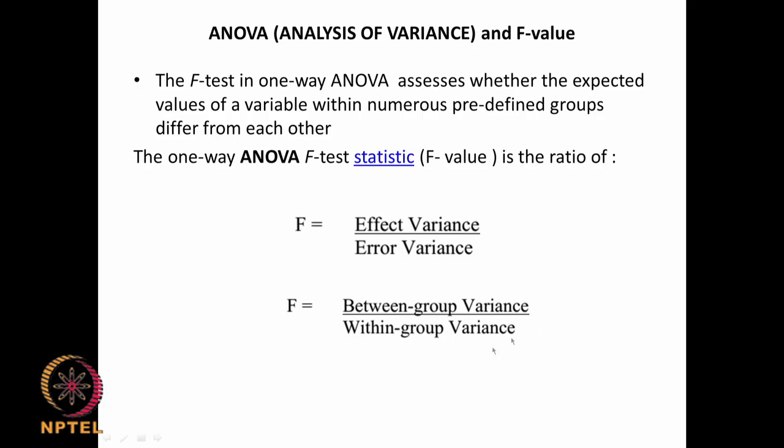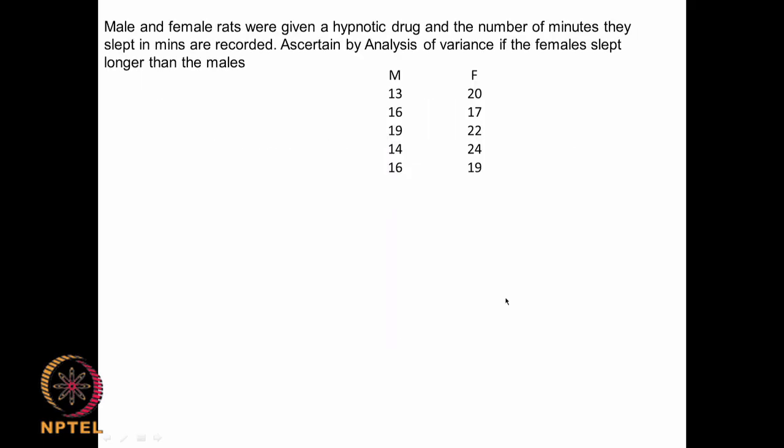Then I mentioned something called one-way ANOVA. Let us look at some problems here. We have male and female rats, they are given a hypnotic drug and the number of minutes they slept is recorded. For male rats they took 5 samples here, for female rats they took 5 samples here, and these are the times they took, so many minutes they took to sleep.